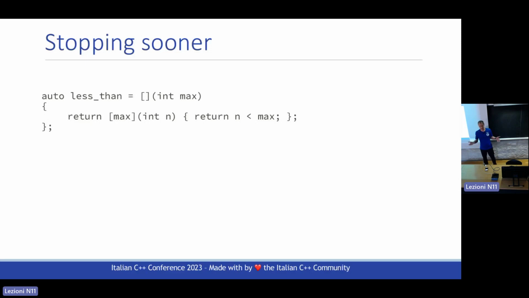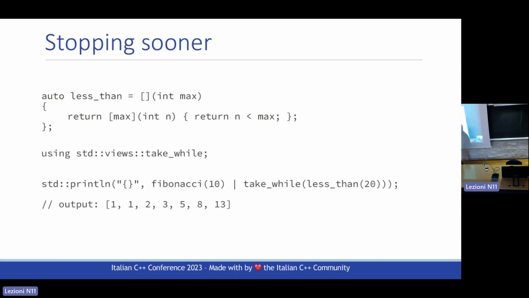We could use filter as before, but we know that the Fibonacci numbers are strictly increasing. So as soon as one element of the sequence fails the predicate, we know that all the other ones will fail the predicate. So using filter would be a waste of time. So we can use a different ranges algorithm. We can use this: take_while. Take_while takes the elements from a range up to the place where the predicate stops being true. So, for example, we take the first 10 Fibonacci numbers and take all of them while the predicate less than 20 is satisfied, and we have this nice sequence here.